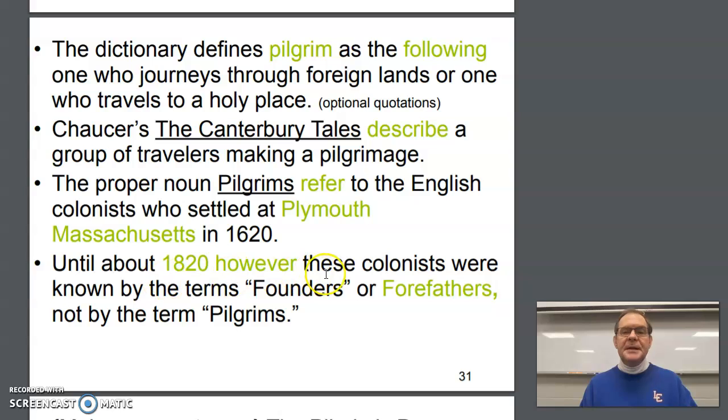Until about 1820, however, these colonists were known, however, is an interrupter inside a sentence and does not join two independent clauses together, so there's a comma before it and a comma after it. These colonists were known by the terms founders or forefathers, not by the term pilgrims. You see, these are called terms here, so we use quotation marks. They just forgot to put the one with forefathers. So open quote, forefathers, comma, close quote.